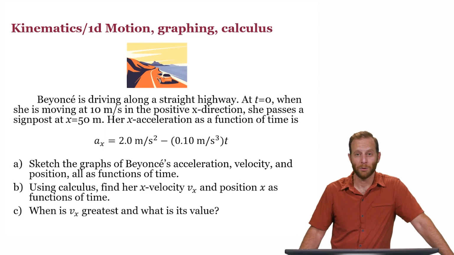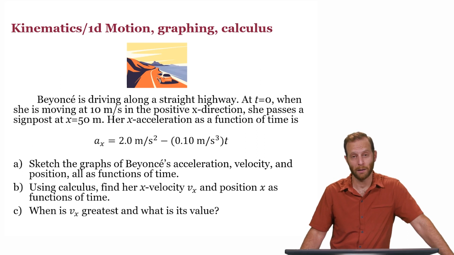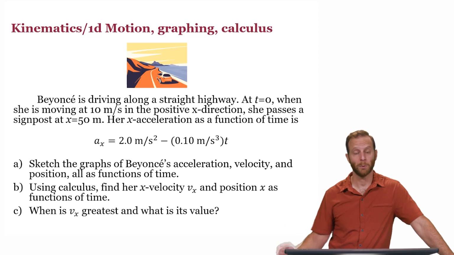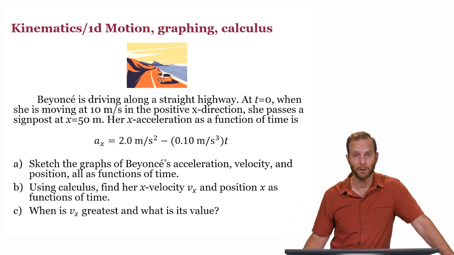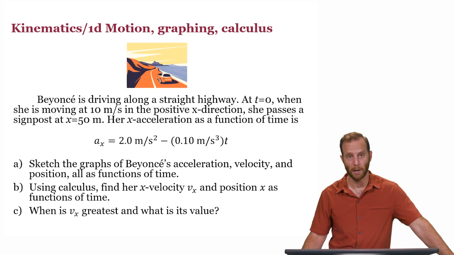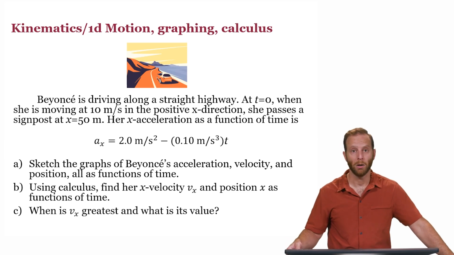Beyoncé is driving along a straight highway at t equals 0 when she is moving at 10 meters per second in the positive x direction. She passes a signpost at x equal to 50 meters, and her x acceleration as a function of time is given below. We are supposed to do a number of things, starting off with sketching the graphs of acceleration, velocity, and position, all as functions of time.